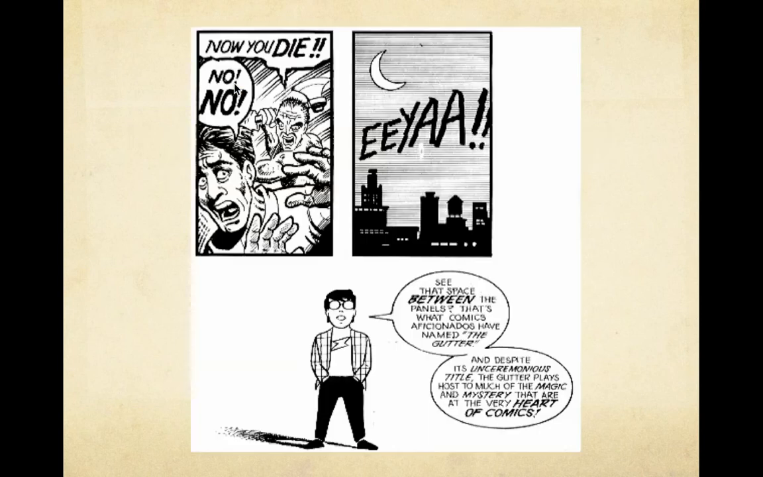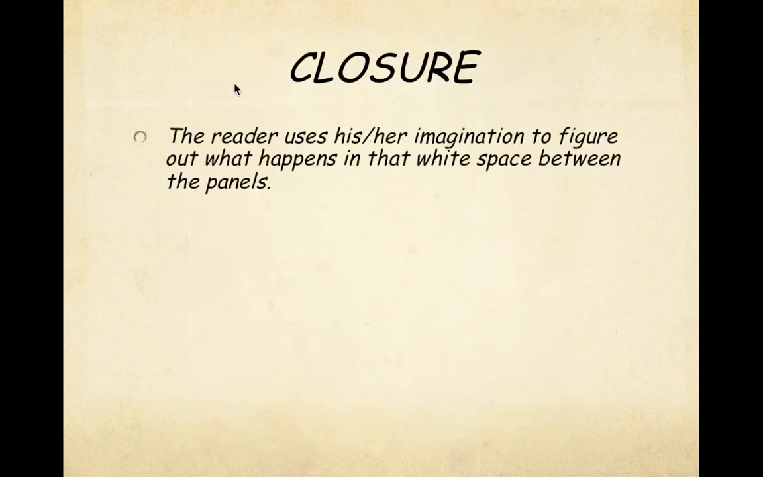So if I go back here, I see the man screaming, "You're going to die, no, no." And you see the scene of the cityscape and someone screaming. We don't see the axe hit the man, but you can imply that. You can imagine that must be what happens. You use your imagination to do that.